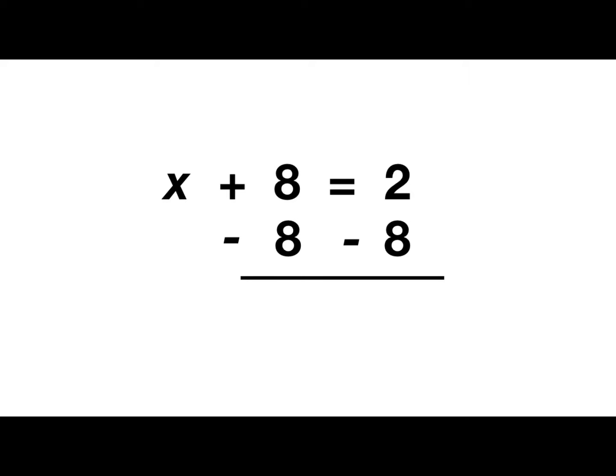When you solve this out, you'll find that the plus 8 minus 8 cancel out, so you're left with just x. And on the right side, 2 minus 8 is negative 6. x equals negative 6. And now here's our last problem for this video. x minus 3.5 equals 4.8. Solve this out on your own.